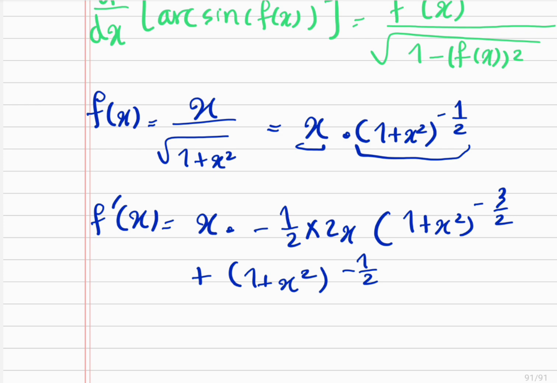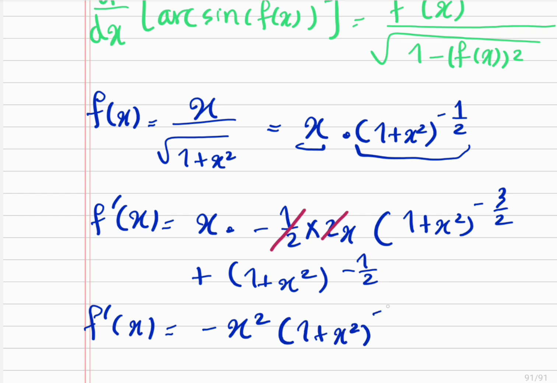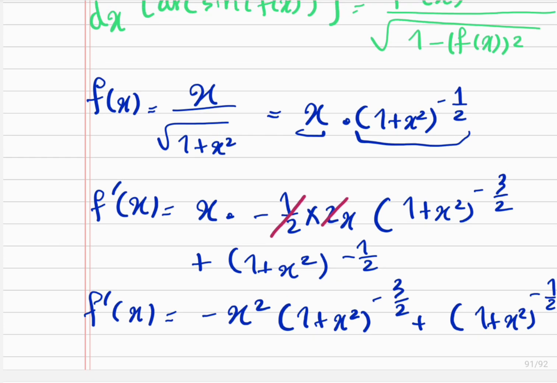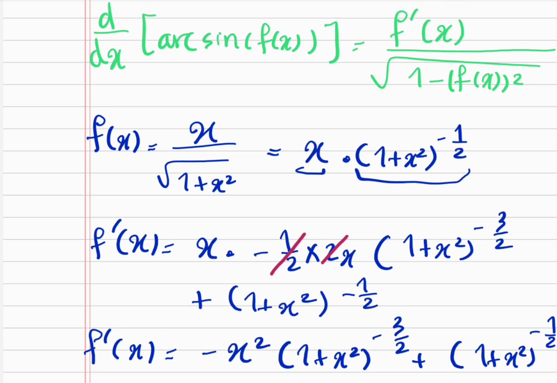Now, let's simplify this first before the substitution part. Here this half cancels out with this 2, and we have x times minus x, which is minus x squared. So minus x squared times 1 plus x squared to the power of minus 3 over 2, and then we have plus 1 plus x squared to the power of minus a half. At this point we can write this in terms of fractions, but I think it's okay for now, so we don't need to do so.